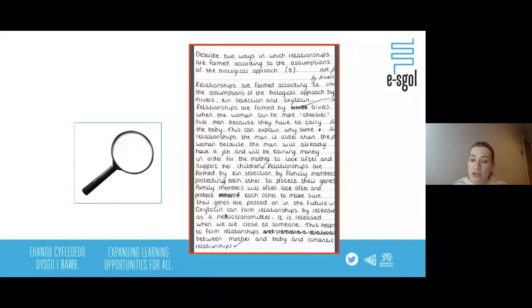Oxytocin is a neurotransmitter. It's released when we are close to someone. It helps form relationships. Yes, but what else happens? Okay, it dips when we're away from our loved ones, which is why we get that longing to be with them, and we miss them and we want to hug them. There is detail lacking in this answer, so that's quite a good one to read and use as a benchmark for what would you do and how would you add detail to it.